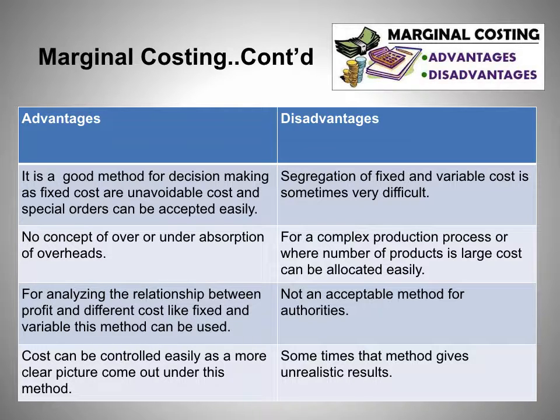Disadvantages. Segregation of fixed and variable cost is sometimes very difficult. For a complex production process or where the number of products is large, cost cannot be allocated easily. Not an acceptable method for authorities. Sometimes this method gives unrealistic results.